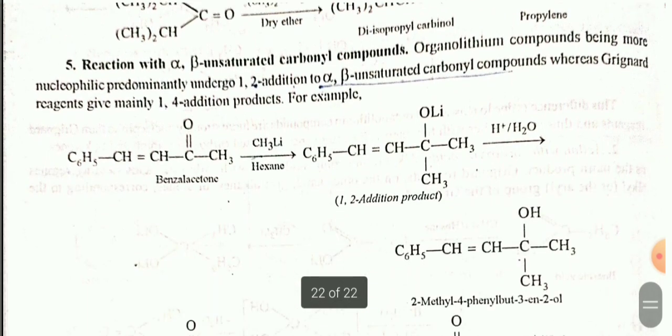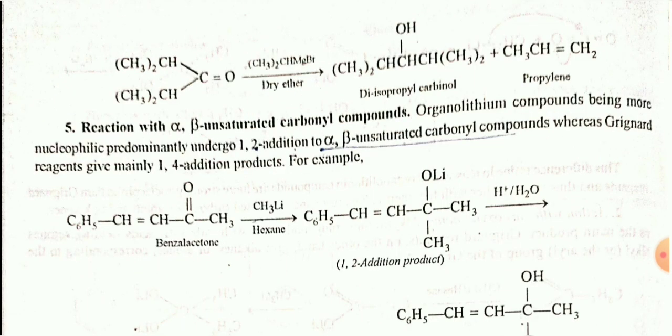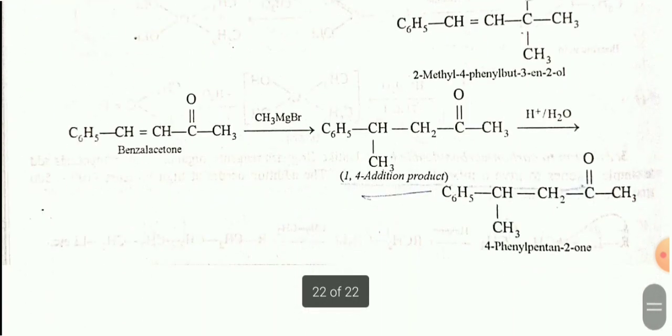Fifth, reaction with alpha,beta-unsaturated carbonyl compounds. Organolithium compounds predominantly undergo 1,2 addition to alpha,beta-unsaturated carbonyl compounds, whereas Grignard reagent gives mainly 1,4 addition products. Thank you.